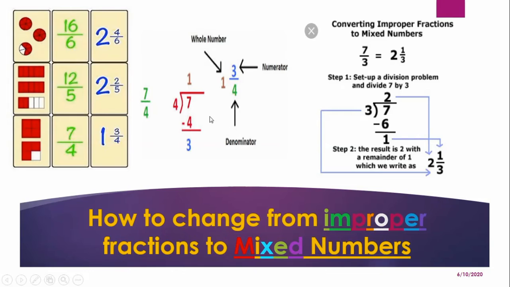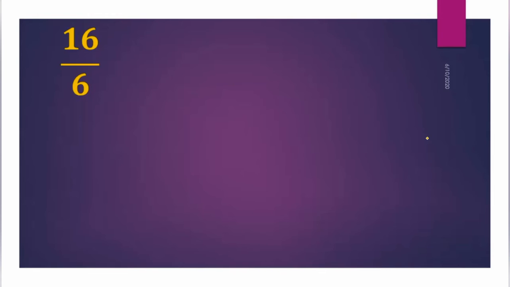Another example, 7/3. Again, we have to do by long division. 7/3 equals 2. 2 times 3 equals 6. Now subtract 6 from 7 to get the number 1. Now the ordering of the mixed number, 2 is the answer, so we have to write it as a whole number. The remainder is 1.